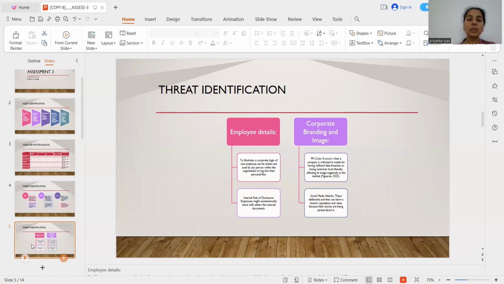And in corporate branding and image, a PR crisis occurs when a company is criticized in the media for having suffered data breaches or losing customer trust, thereby affecting its image negatively in the market. And social media attacks are deliberate activities that can harm a brand's reputation and value because false stories are being spread about it.